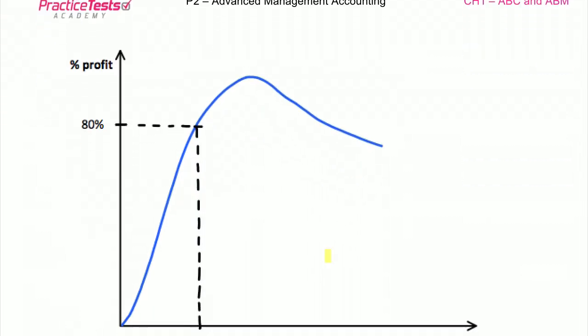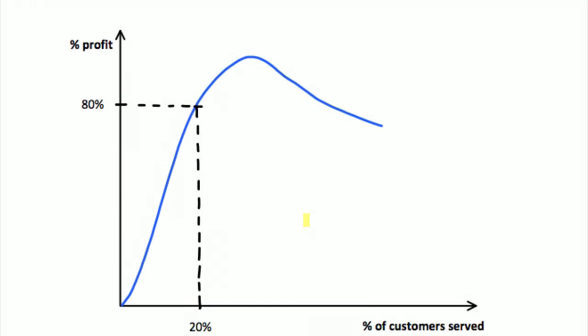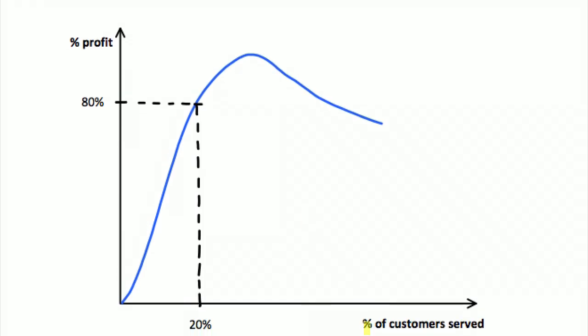So here's an example of a customer profitability curve. We've got percentage of customers served along the bottom and the percentage of profit that we make out of them going along the side there. So you can see here that approximately 20% of our customers are earning 80% of our profit. Now, there's no magic behind saying 20-80. It might not be exactly 20-80. It could be 15% of your customers earn 85% of the profit. All we're saying here is that it's concentrated in a relatively small number of customers.